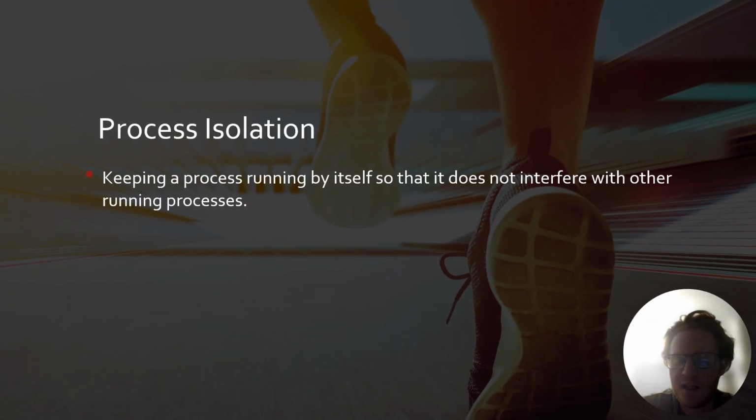Process isolation is keeping a process running by itself. So very similar to modularity, but we're discussing specifically the computers now. So this is going to be for our IT department. Process isolation is making sure that each process that is running is not going to interfere with another process, so that if a singular process was to fail, like a file server process, it's not going to affect the rest of the computer. Now, obviously, in that example, that is not realistic. You cannot run the computer without the file process, but it would be an example.